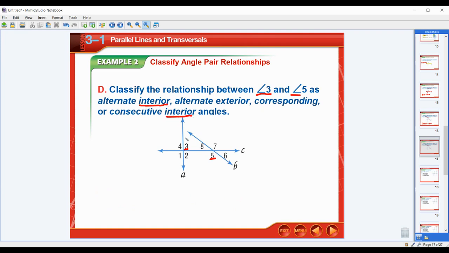Now, alternate means opposite sides of the transversal. Consecutive means they are on the same side. As we can see here, 3 and 5, since C is our transversal, that's the line that goes through two lines, they're on opposite sides, that tells us these are going to be alternate interior angles.